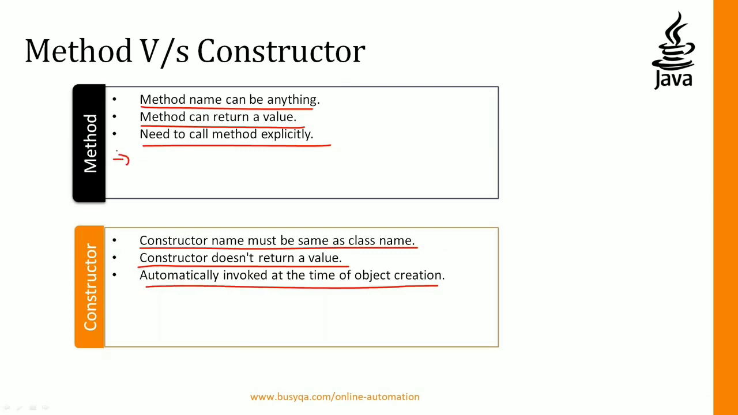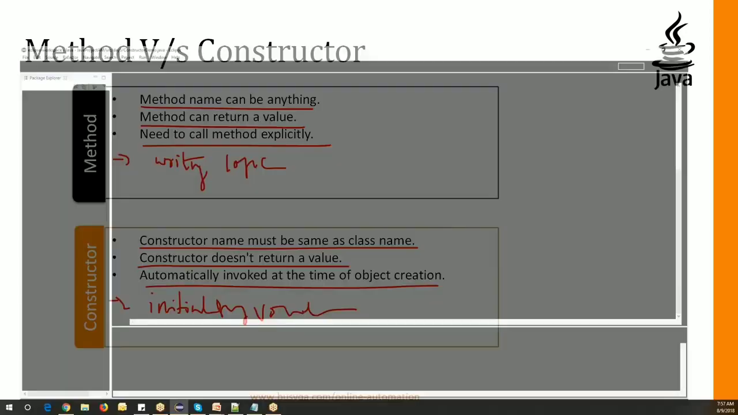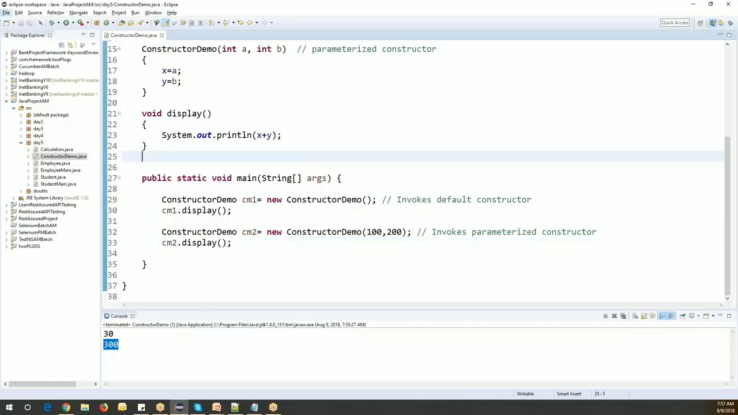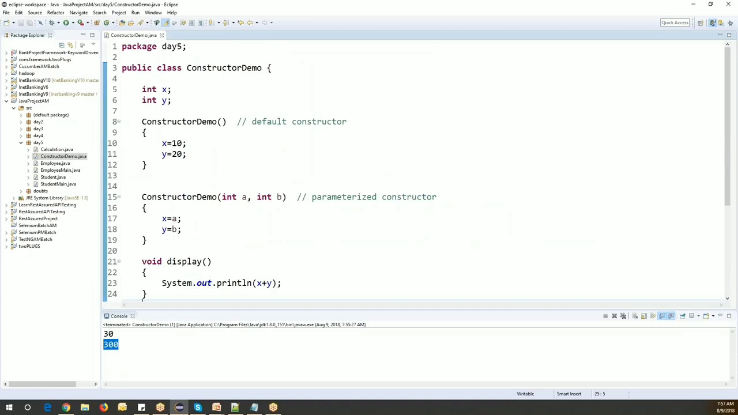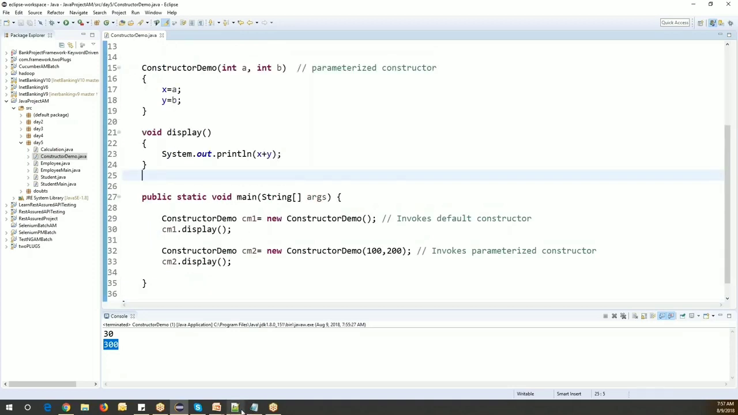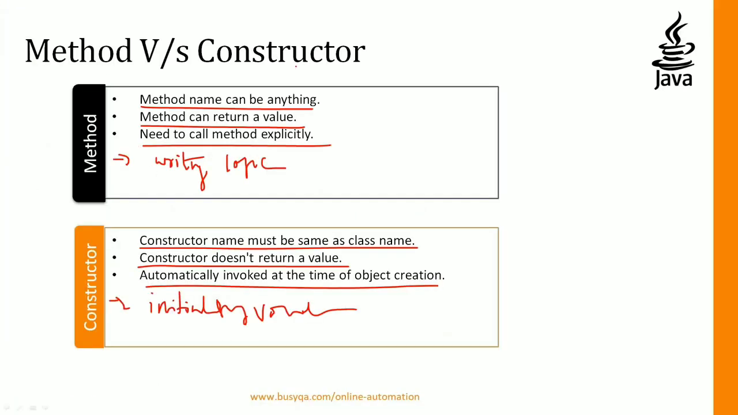And there is one more difference: a method can be used for writing logic, but a constructor is used only for initializing the variables or values. Okay, you need to observe this, very important. And one more thing I'm going to show you, I'll just cover in the next session. Fine. So these are all the differences between constructors and methods.